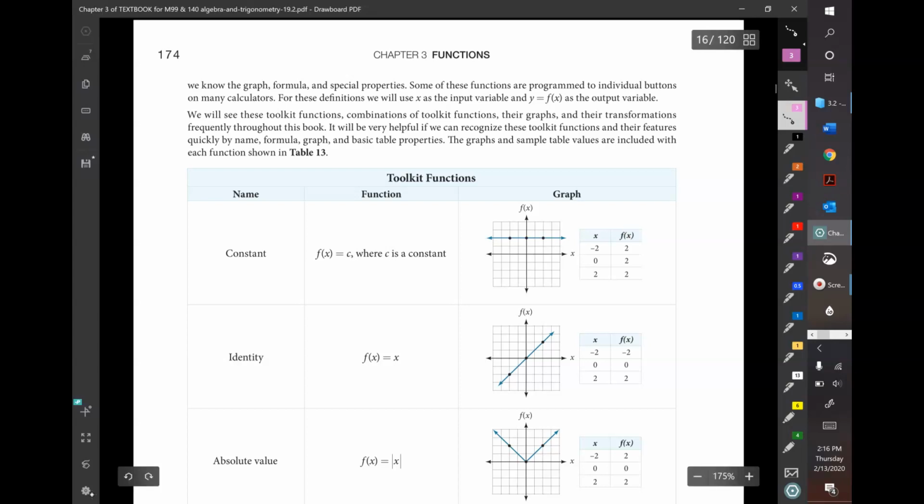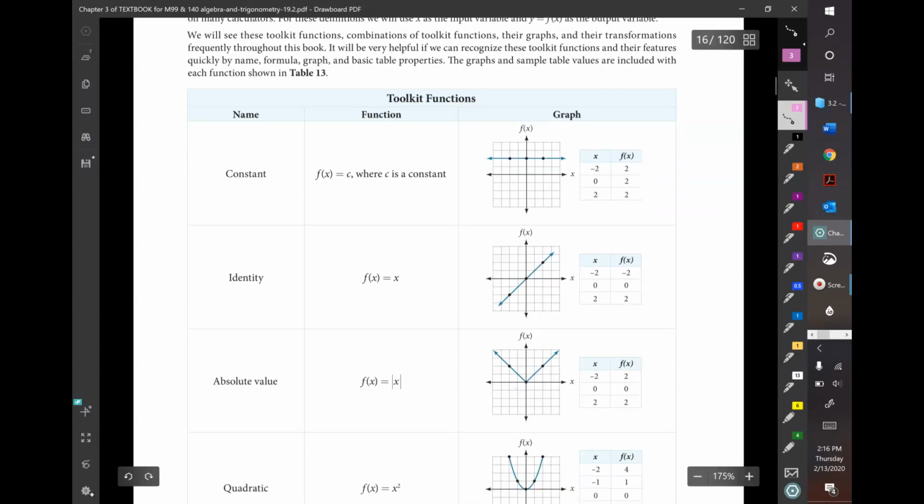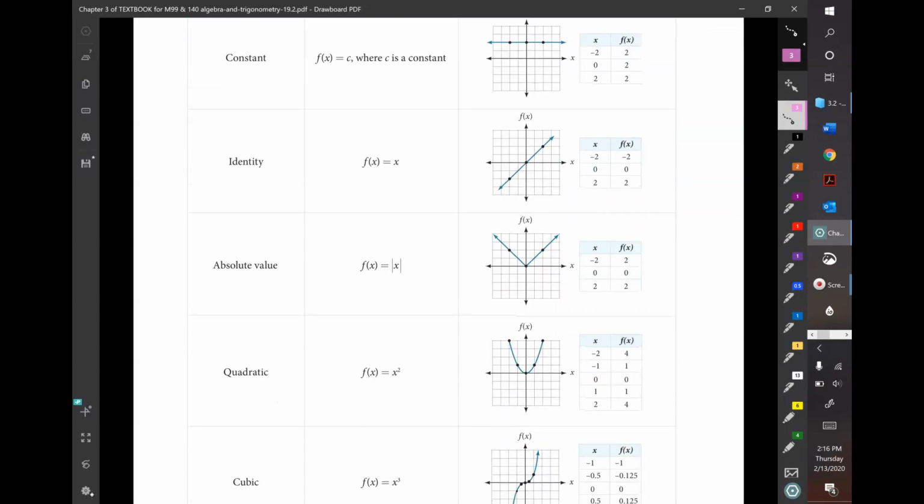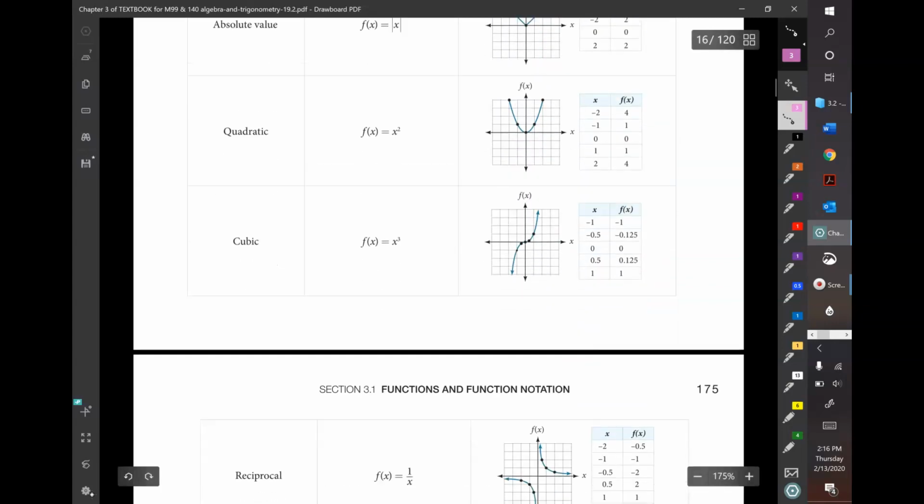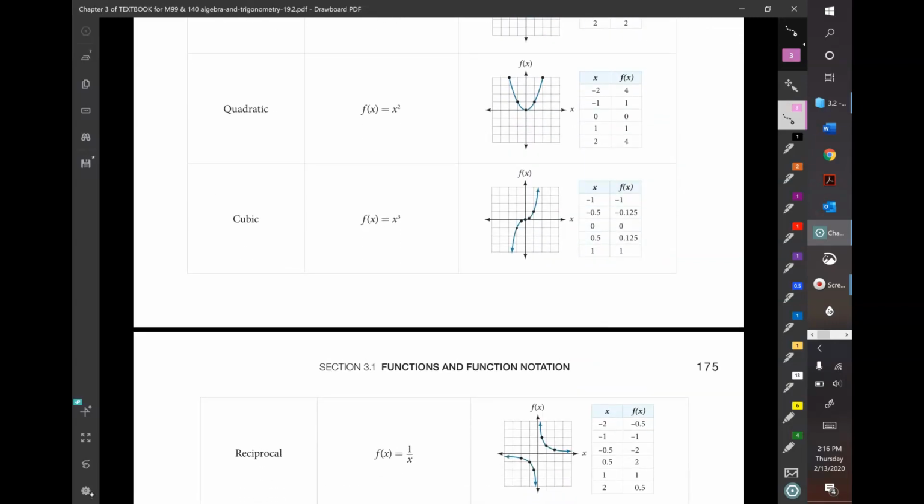Also, the identity is when f of x, or we're used to saying y equals x. So we're just going to have a diagonal line across the origin. Absolute value looks like a V. If you're ever not sure what they are, just put in -2, 0, and 2, just like here. So you can figure out your corresponding y values or outputs, or f of x's, as we now say.